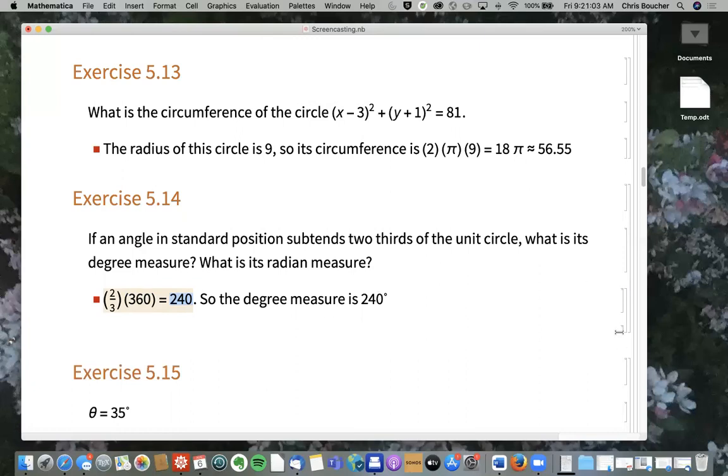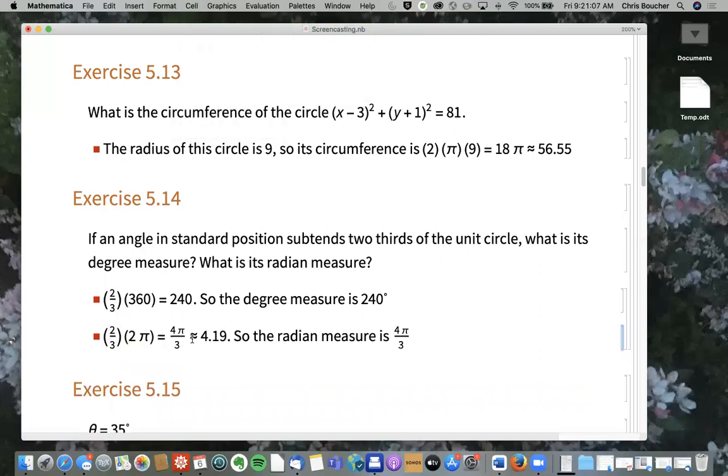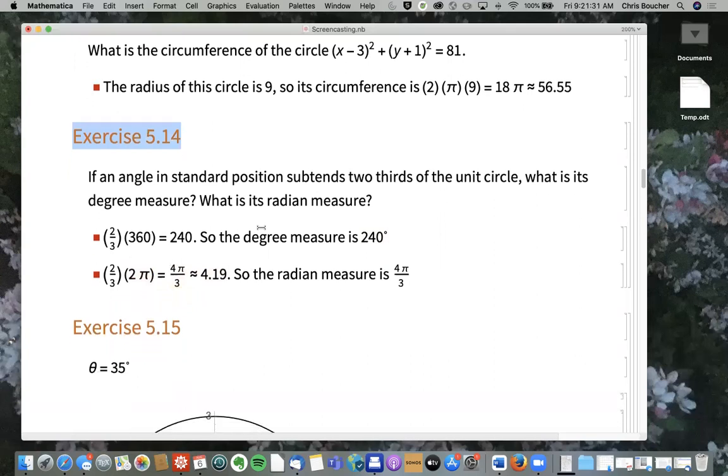And of course, we can go back and forth between radians and degrees whenever we want. Or I could just take 2/3 of the entire circle in radians. 2/3 times 2 pi comes out to 4 pi over 3, and on my calculator that's 4.19. All right, so I have the degree measure and the radian measure of the angle. These exercises are coming from the notes and exercises, so that's where you can find those numbers.